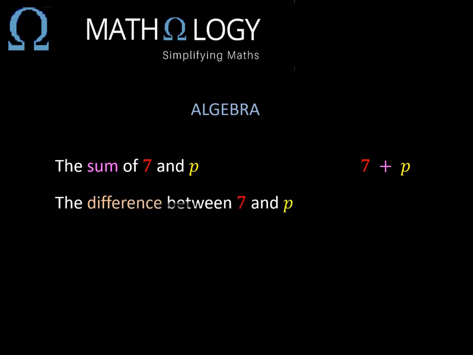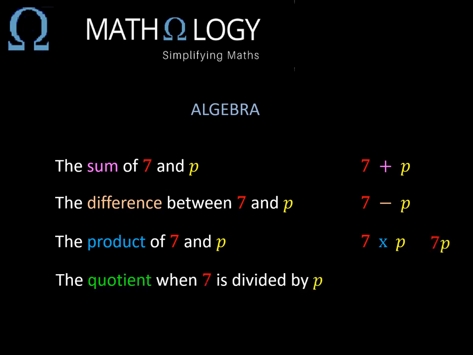The difference between 7 and p is given as 7 minus p. The product of 7 and p is given by 7 times p, or more simply 7p. And the quotient when 7 is divided by p by 7 divided by p. It is also important to note that, in this division, p cannot be 0, since division by 0 is undefined.